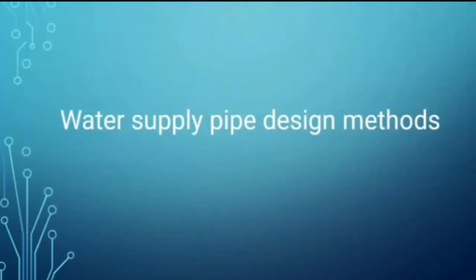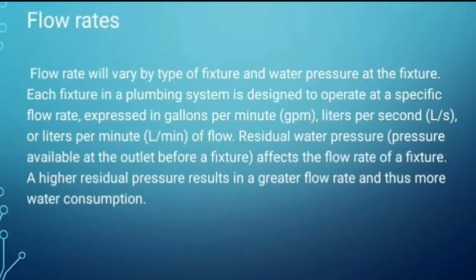Water supply pipe design methods. First is flow rates. Flow rate will vary by type of fixture and water pressure at the fixture. Each fixture in a plumbing system is designed to operate at a specific flow rate, expressed in gallons per minute (GPM), liters per second (LPS), or liters per minute (L per minute) of flow.